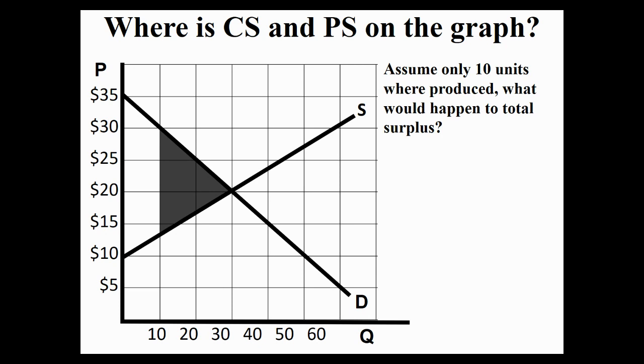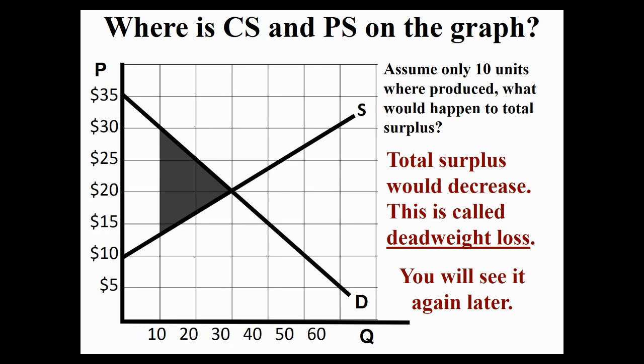So if we see that the market is impeded and we're not at equilibrium, our total surplus would decrease and we get what we call dead weight. We will see this idea of dead weight later. This is bad. This is inefficient. We don't like this, right?